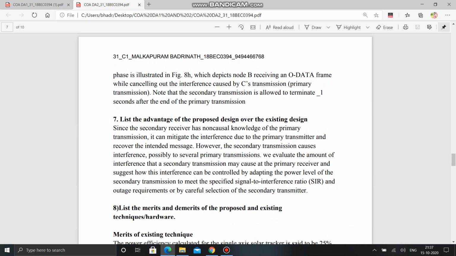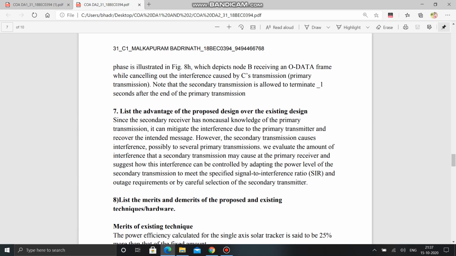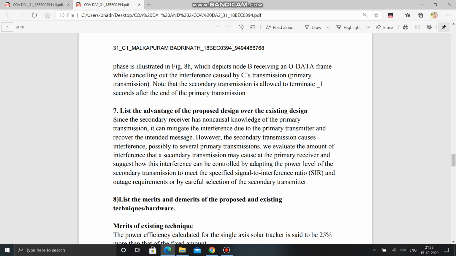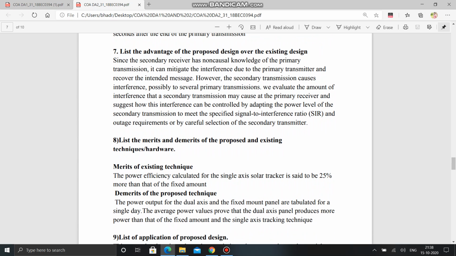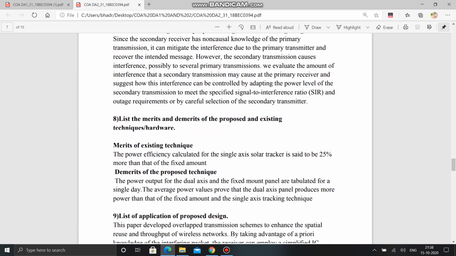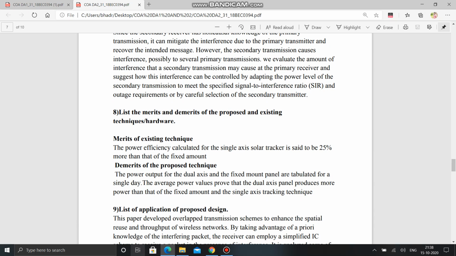Advantage of the proposed design over the existing design. Since the secondary receiver has non-causal knowledge of the primary transmission, it can mitigate the interference due to the primary transmitter and recover the intended message. However, the secondary transmission causes interference, possibly to several primary transmissions. We evaluate the amount of interference that a secondary transmission may cause at the primary receiver and suggest how this interference can be controlled by adapting the power level of the secondary transmission to meet the specified signal to interference ratio, called SIR, and the outage requirements, by careful selection of the secondary transmitter.